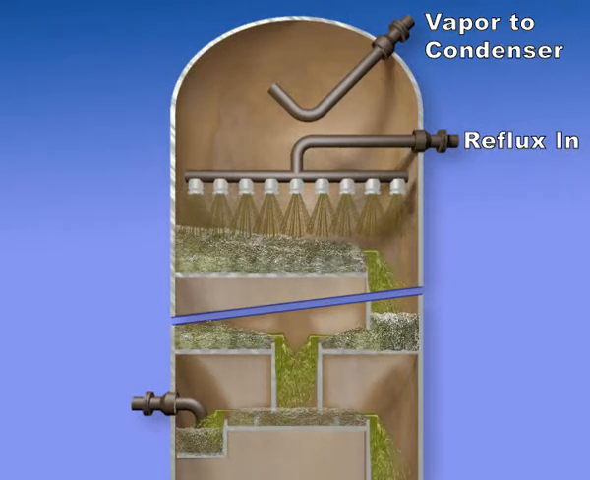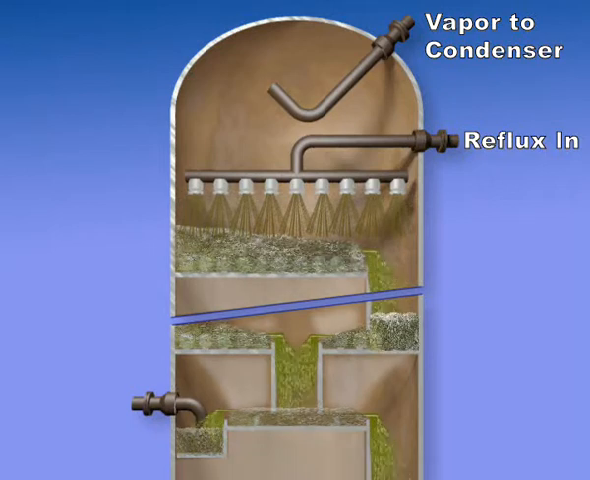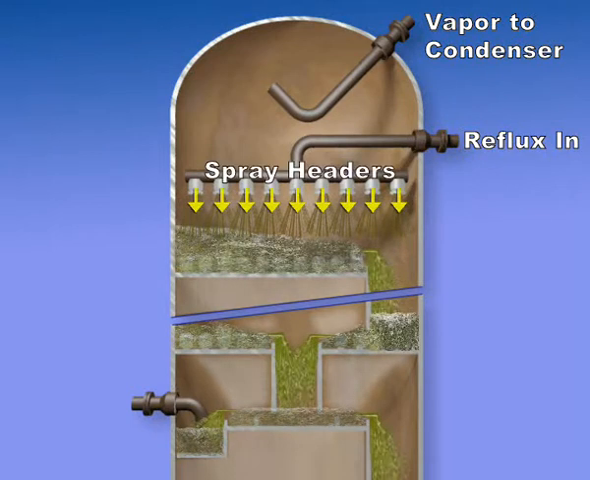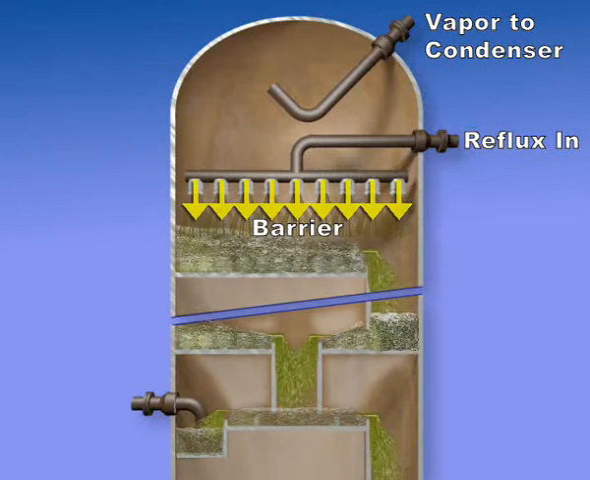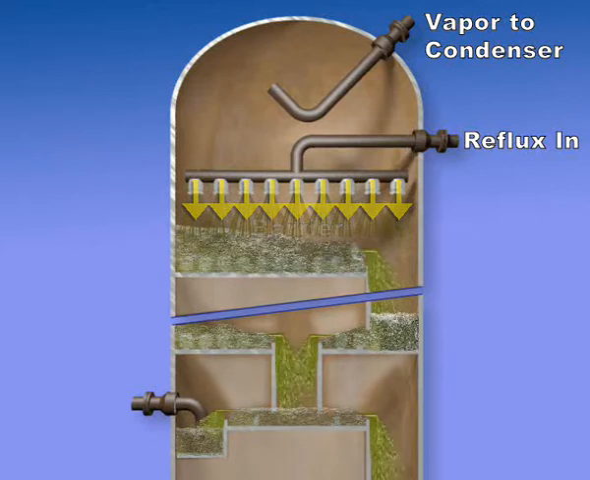Here we see another thing that can happen when excessive reflux is used. The spray headers introduce so much liquid that it starts to form a barrier for the vapor flow. The vapors can't escape to the top and flooding results.